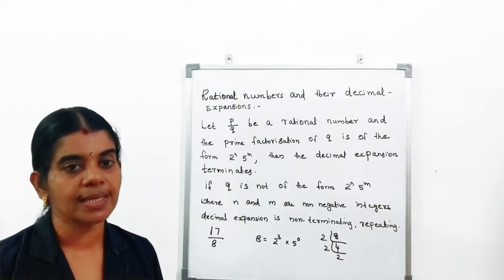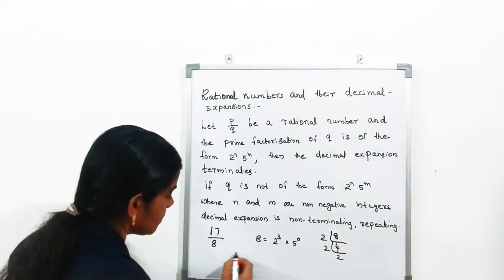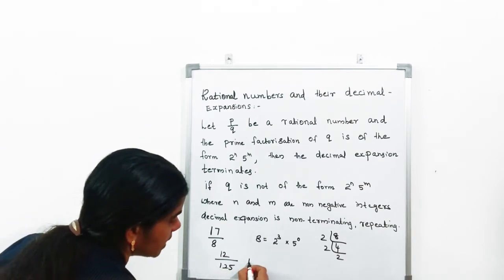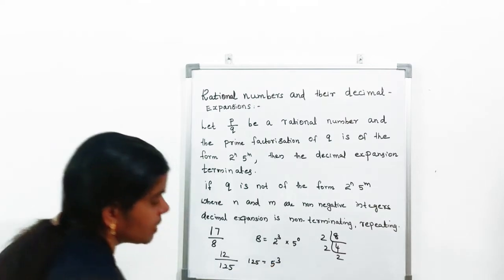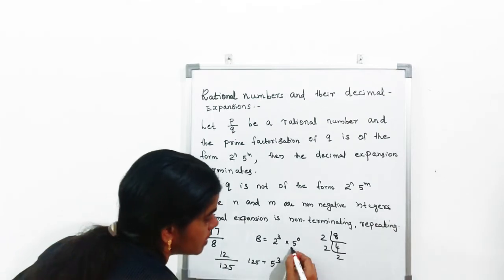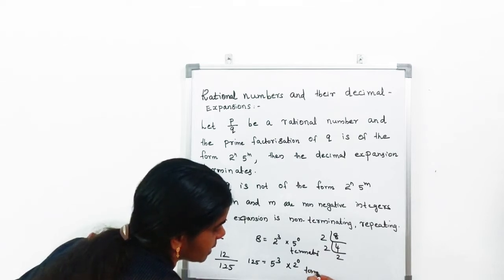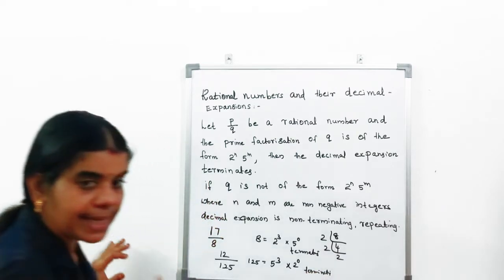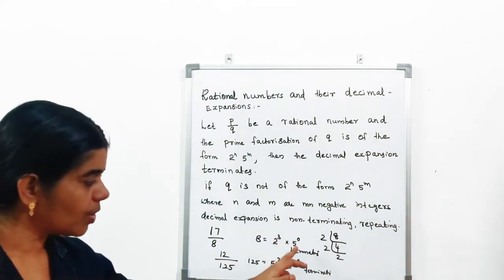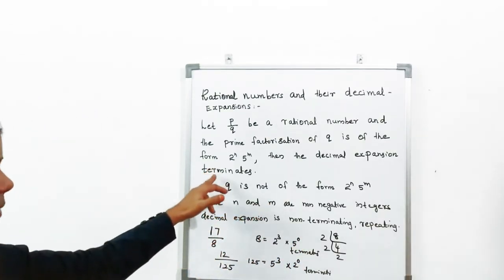Then you want to conclude that if you are getting a power of 2 only or a power of 5 only. Suppose I am writing here 12 by 125. Here 125 means 5 cube. Then here you can write this also as 2 raised to 0. Then this is also terminating. If 2 only or 5 only is there, then we can add 5 raised to 0 or 2 raised to 0. Then this decimal expansion will terminate.